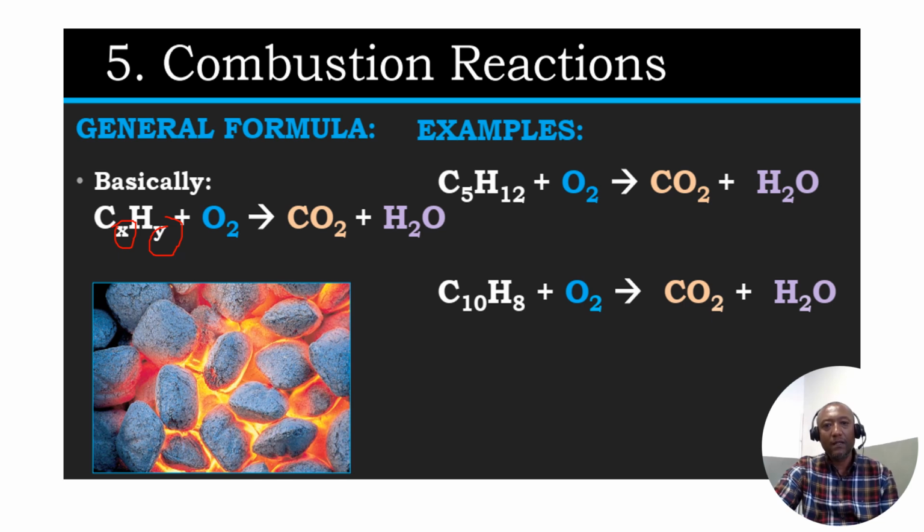Here are examples. For example, an alkane with carbon number 5 has the name pentane, treated with oxygen and carbon dioxide plus water is formed. And again, here you have the one with carbon 10 and hydrogen 8. So this one fulfills the general formula of alkyne. So it has the name decyne. When decyne is reacted with oxygen, combustion takes place, then our expected products are carbon dioxide plus water.